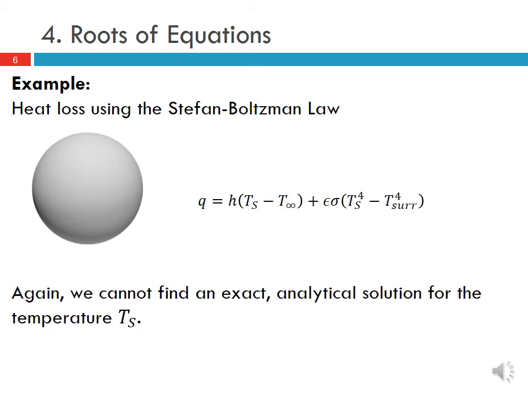Another example is using the Stefan-Boltzmann law that describes heat loss for a sphere. If we want to find the temperature on the surface, Ts, we have Ts here and then Ts to the fourth here. So we can't just find an analytical solution for the temperature.